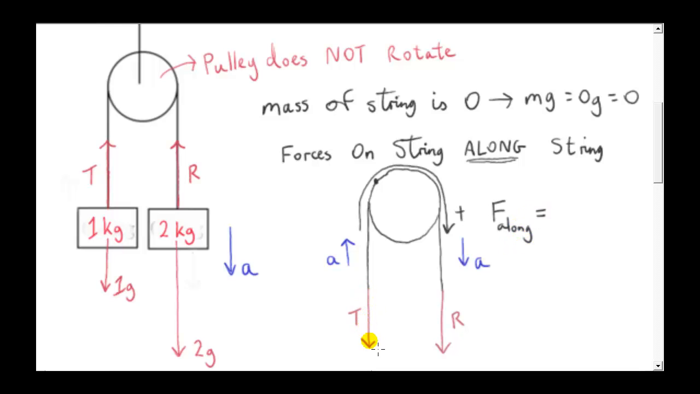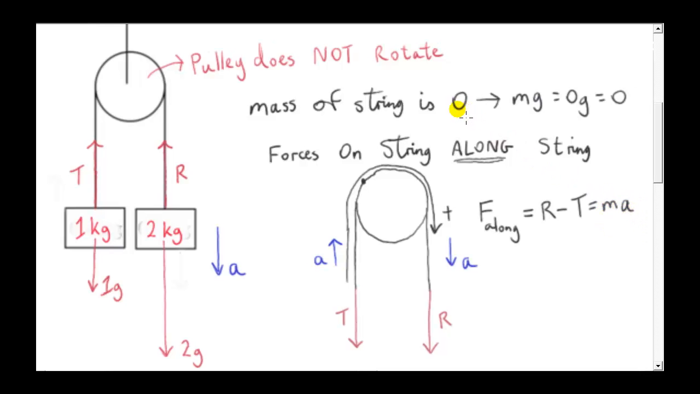Now we will take vectors pointing along this direction of the string, that's clockwise if you like, as being positive vectors. So we're dealing with vectors in one dimension really, but that line is curving on itself. So any vectors pointing along this direction here are positive. So vector R is positive. But this vector here is negative. So the resultant force on the string along the string is R minus T. And by Newton's second law, that's equal to the mass of the string times the acceleration of the string.